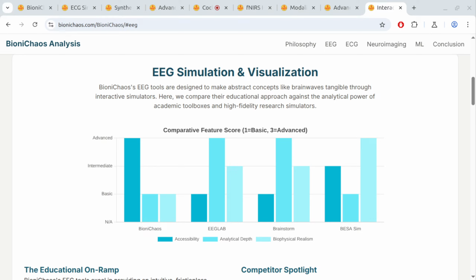Okay, what else are they doing? It's also expanding its exploration of Bionic Chaos tools, covering simulation, modeling, and gaming sections. The agent is aiming to synthesize all collected data into a structured report, outlining key findings for each section.